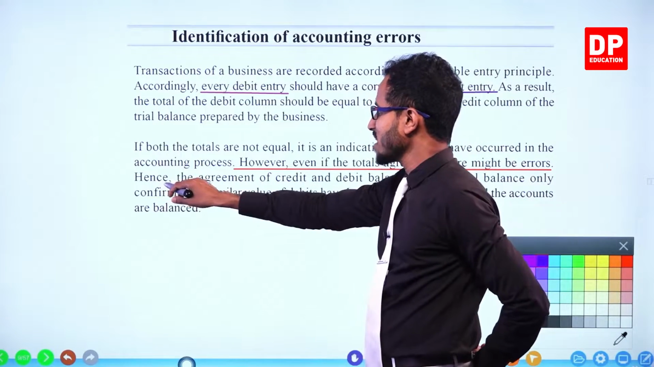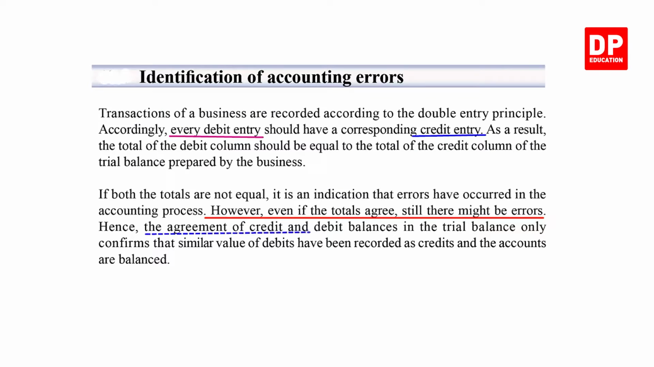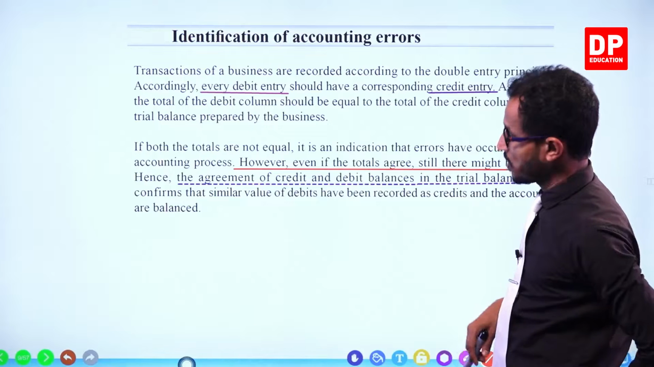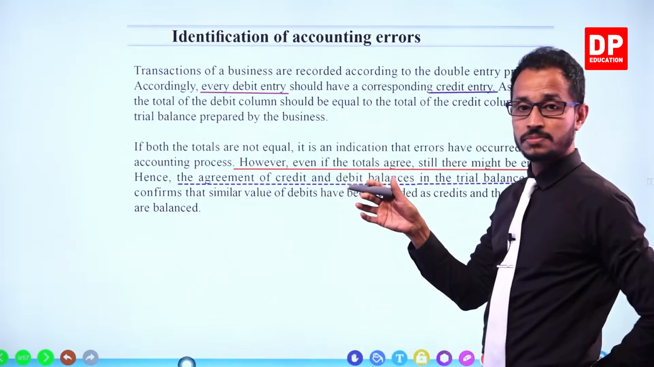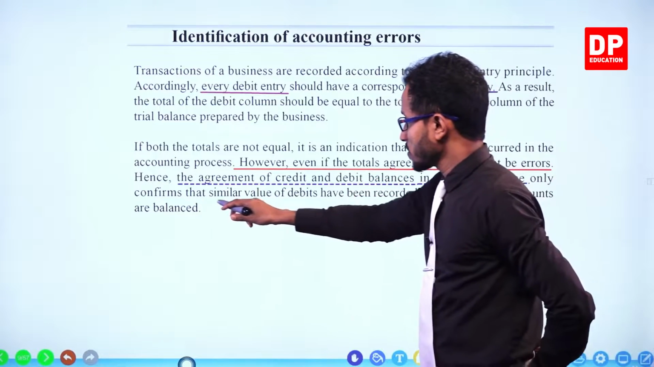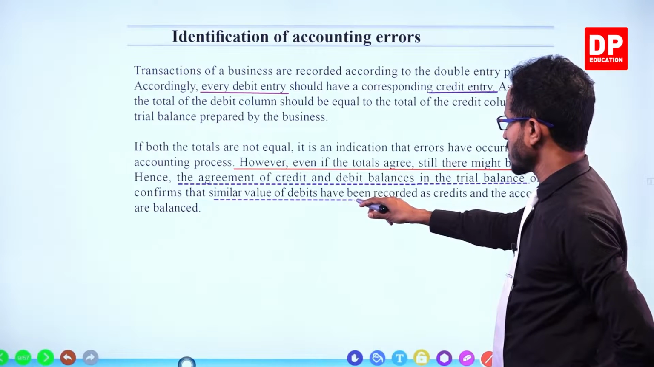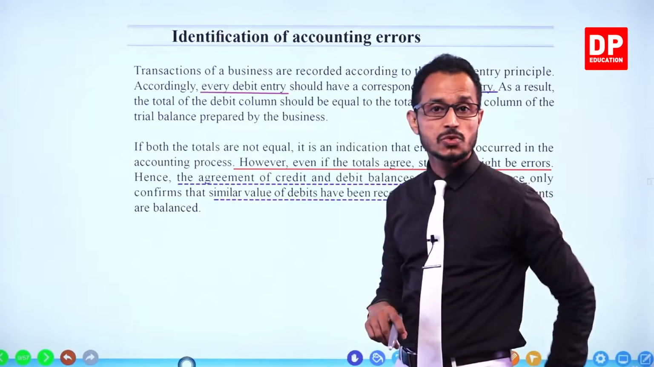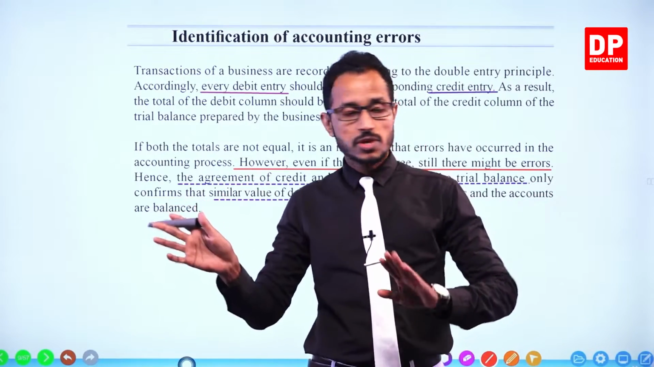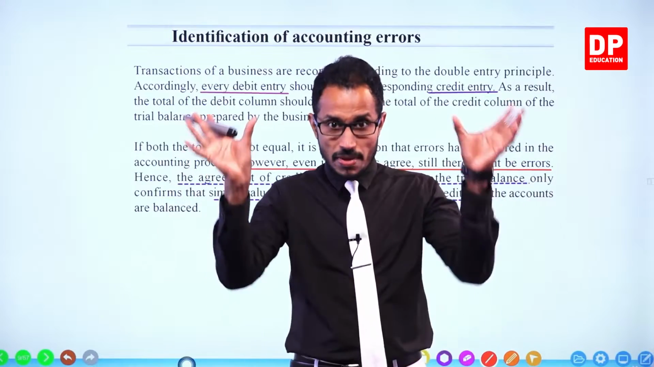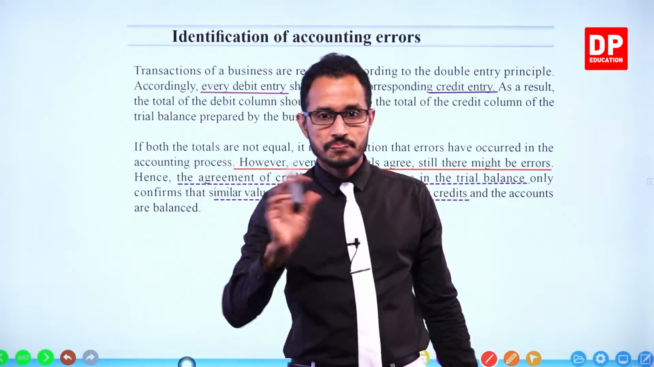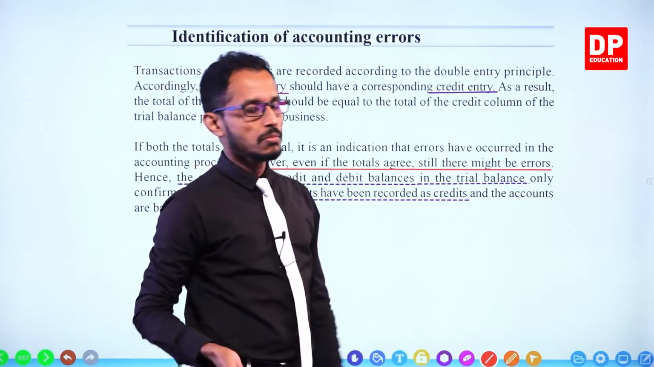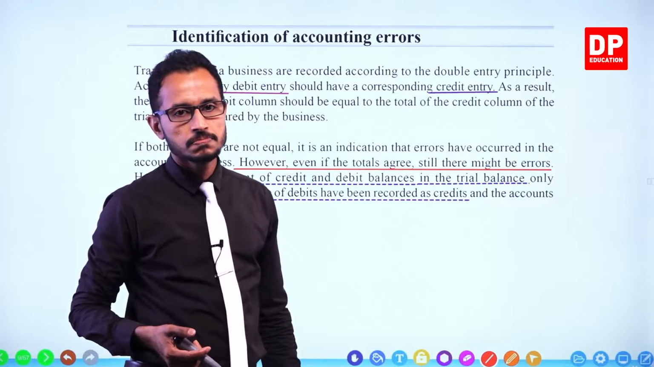if the trial balance balances, the agreement of credit and debit balances in the trial balance only confirms that similar values of debits have been recorded as credits, which means debited values are credited. That's it. So, the arithmetical accuracy only is shown by the trial balance if it balances.